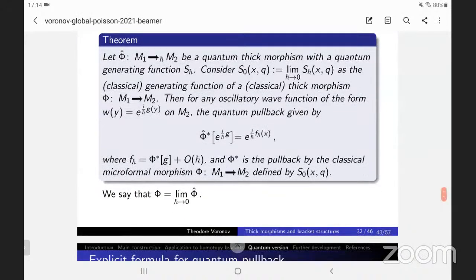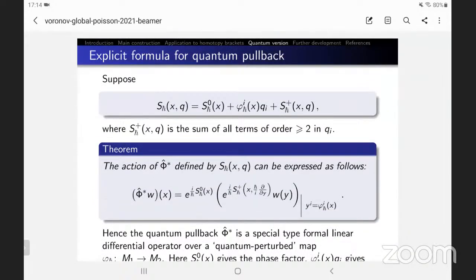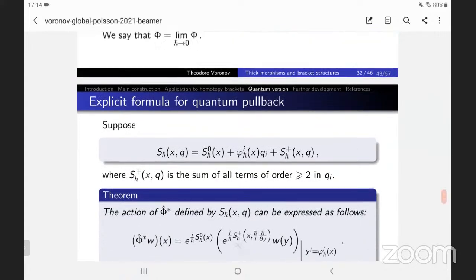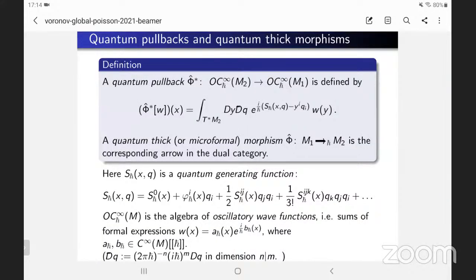So we have the classical limit, and now the integral. These integrals can be calculated in different ways. One way is exactly by the stationary phase formula. Let me be slightly more precise. The integral itself includes W, and the particular form of W is not specified. W is a possible linear combination of various oscillating exponentials. If you want to apply the stationary phase formula, you need to take one particular exponential, assemble everything into the phase, and then calculate. The stationary phase formula will give you exactly the formula for pullback by thick morphism that I started from.